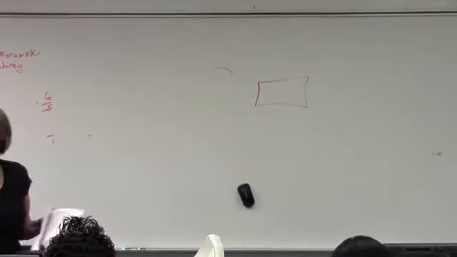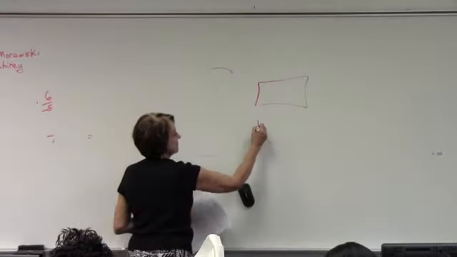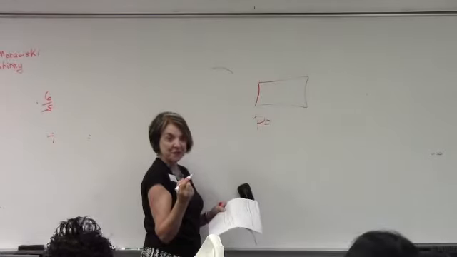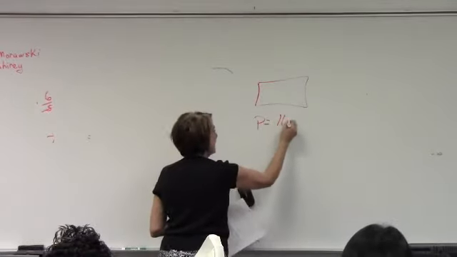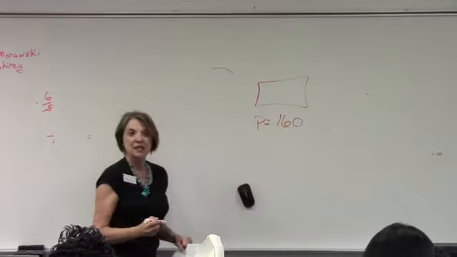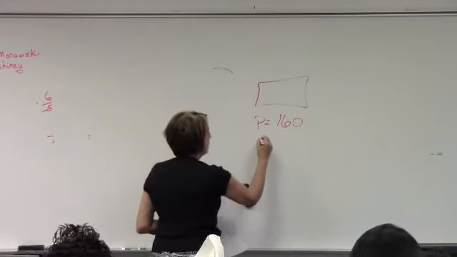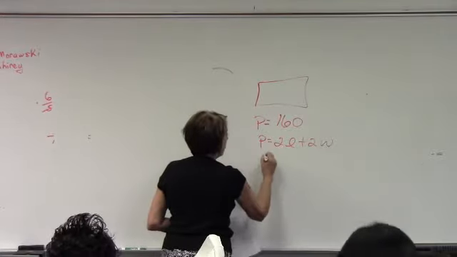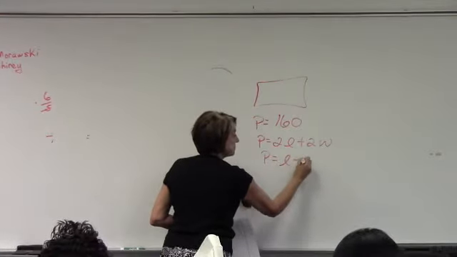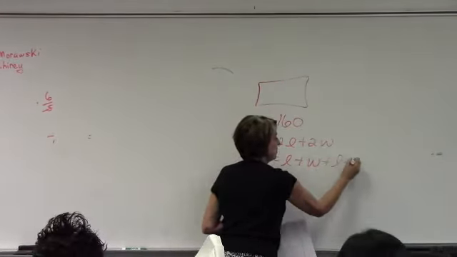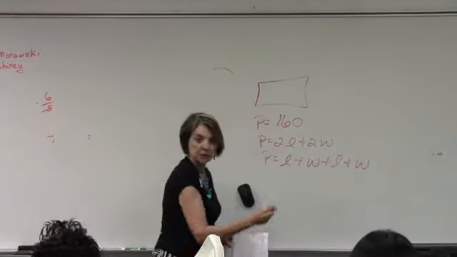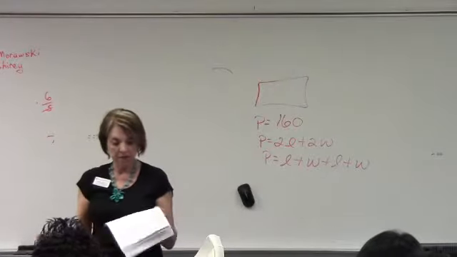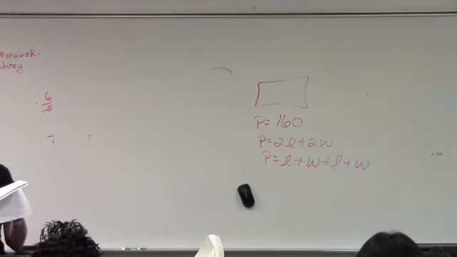What's the perimeter? What is it on this problem? 160. And yes, how do you get it? Add up all the sides. We have a formula. We could say 2L plus 2W, or we could simply say L plus W plus L plus W. Perimeter simply means distance around. Add them all up. Okay, let's do the problem.